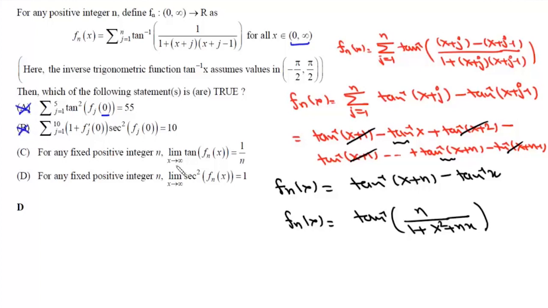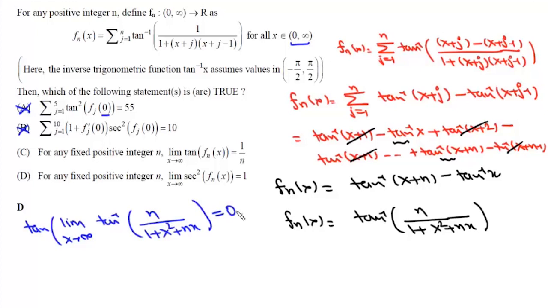Now we need to look at this limit, x tends to infinity, tan f(x). So it will be tan of the limit as x tends to infinity of f(x), and f(x) is tan inverse n upon 1 plus x square plus nx. Now if x tends to infinity, it will be n upon infinity, which is 0, and tan inverse 0 is 0. So the answer to this limit will be 0. That means option C is also incorrect.